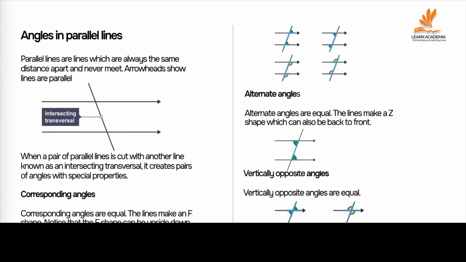Now we have angles in parallel lines. This is probably one part of geometry that people find quite difficult and confusing, but I assure you it is nothing serious. It says parallel lines are lines which are always the same distance apart and never meet. These are known principles for parallel lines.